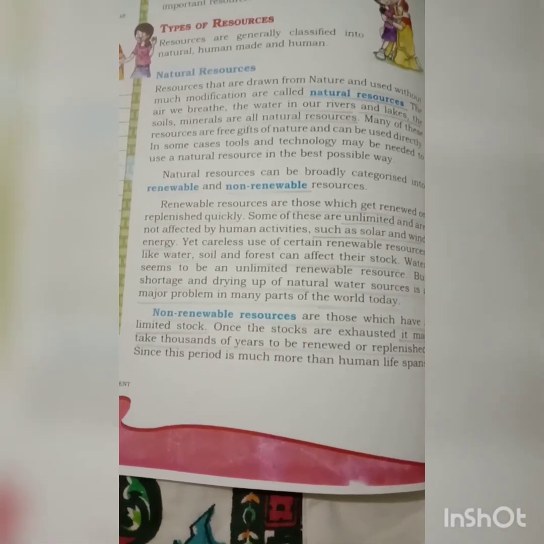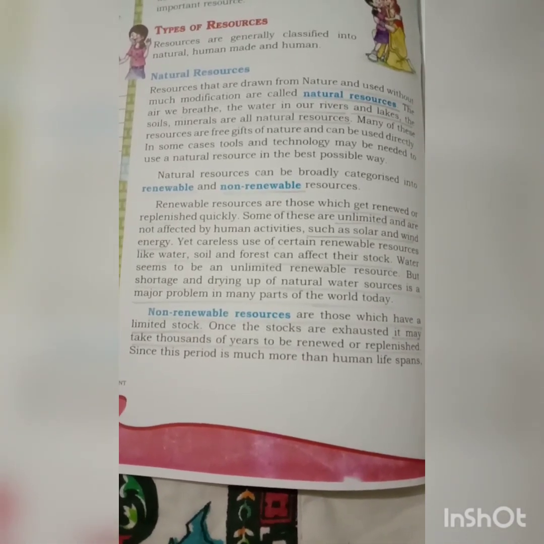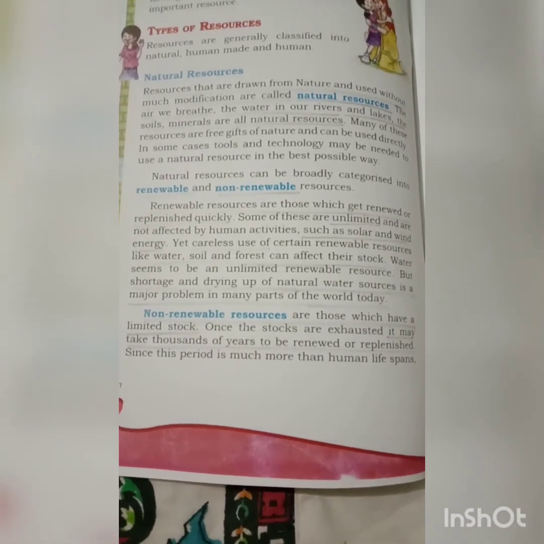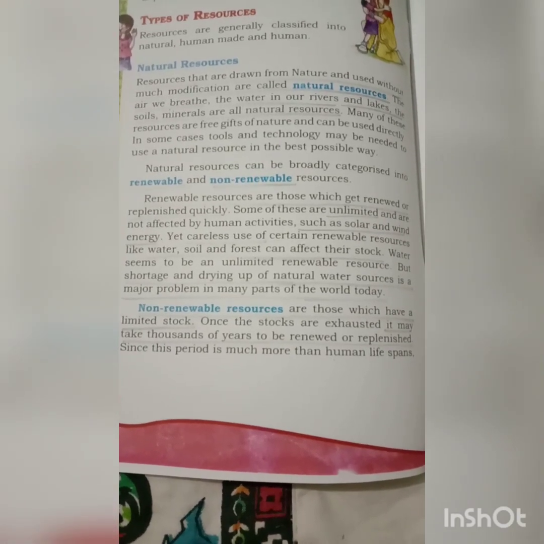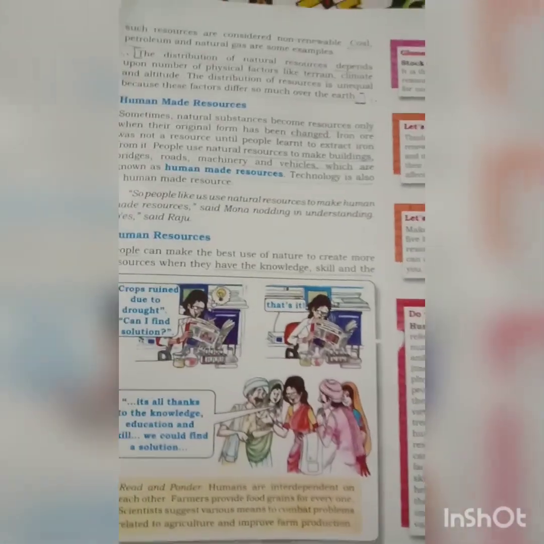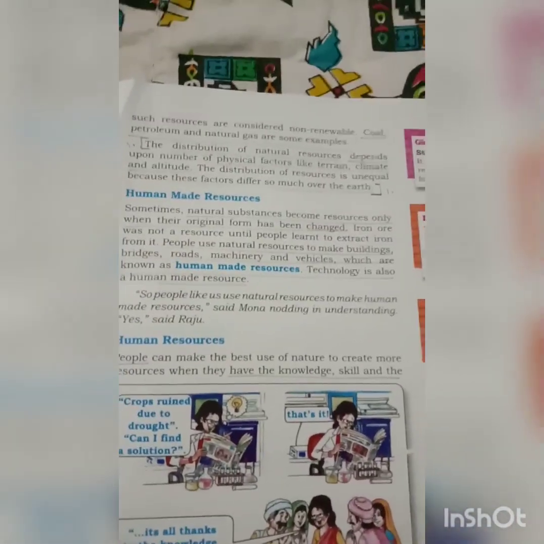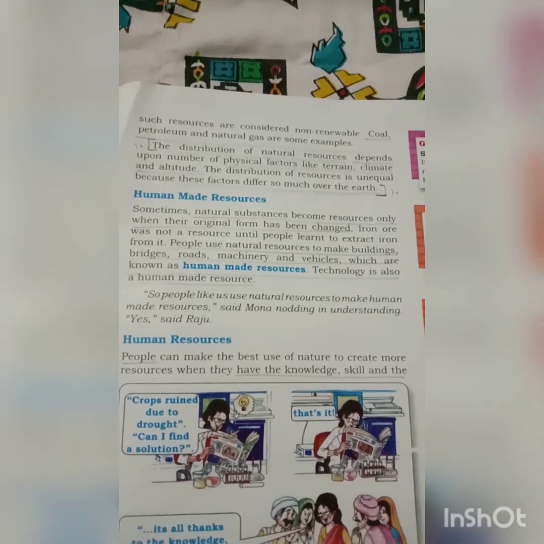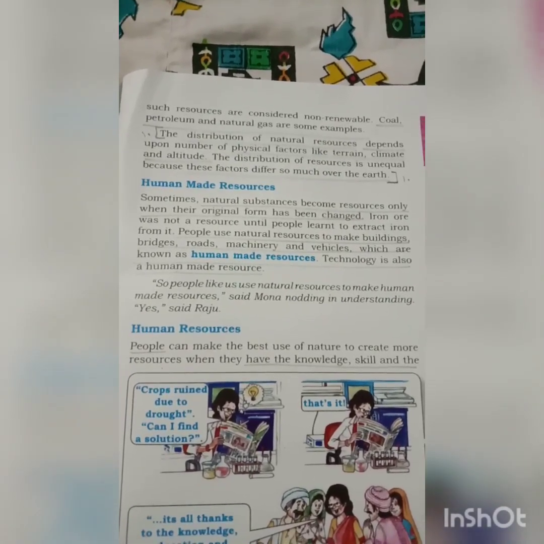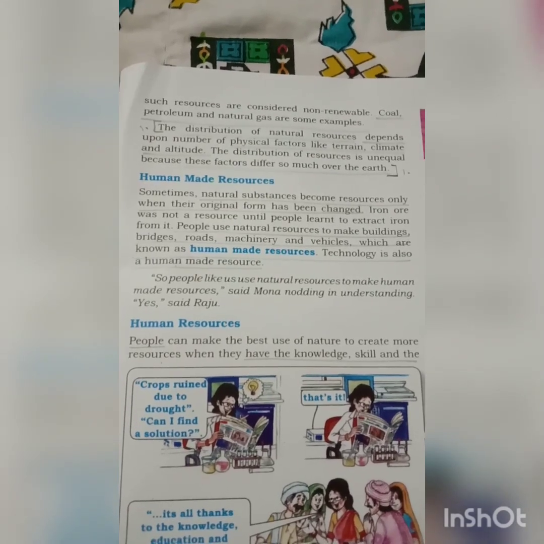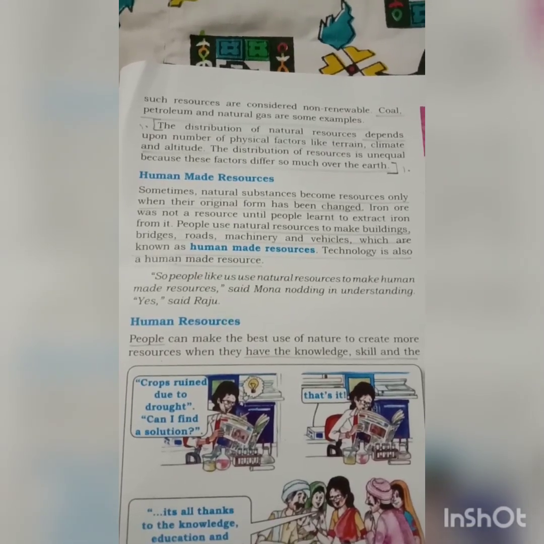Non-renewable resources are those which have a limited stock. It may take thousands of years to be renewed or replenished. That means we have to be very careful about these resources, because if they take thousands of years, that is far beyond the human lifespan. Our generations will survive for thousands of years, but not one particular generation. Similarly, you can see examples of non-renewable resources like coal, petroleum, and natural gas.